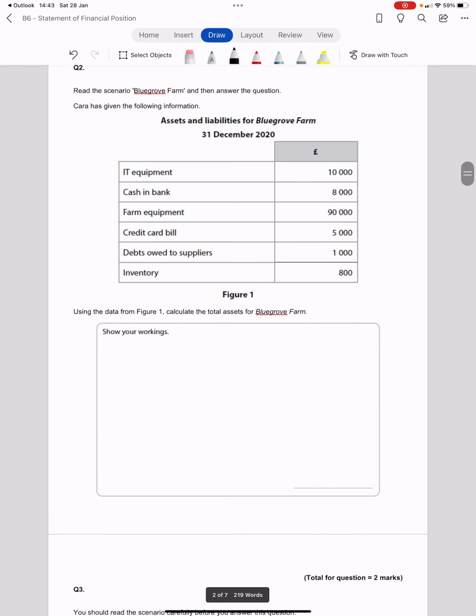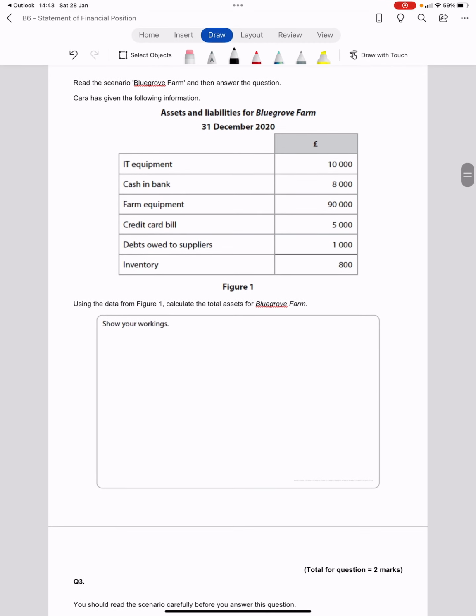So this one is asking us for total assets.